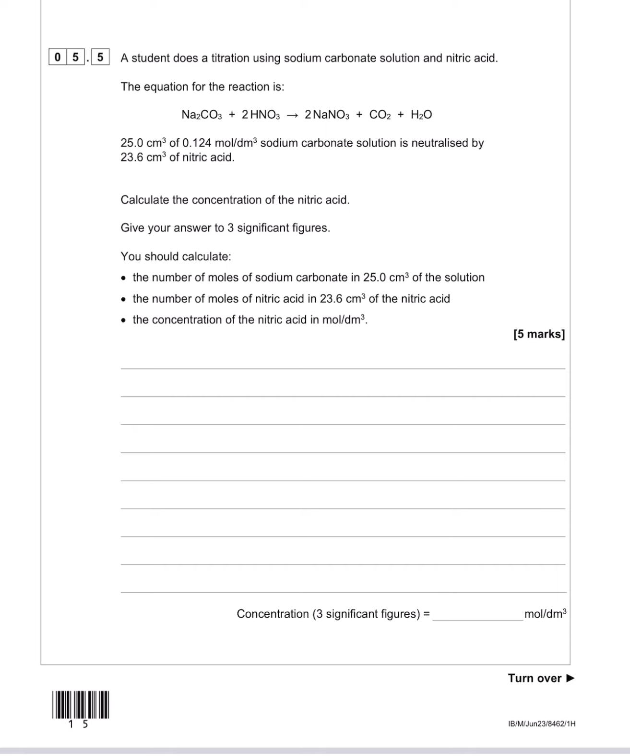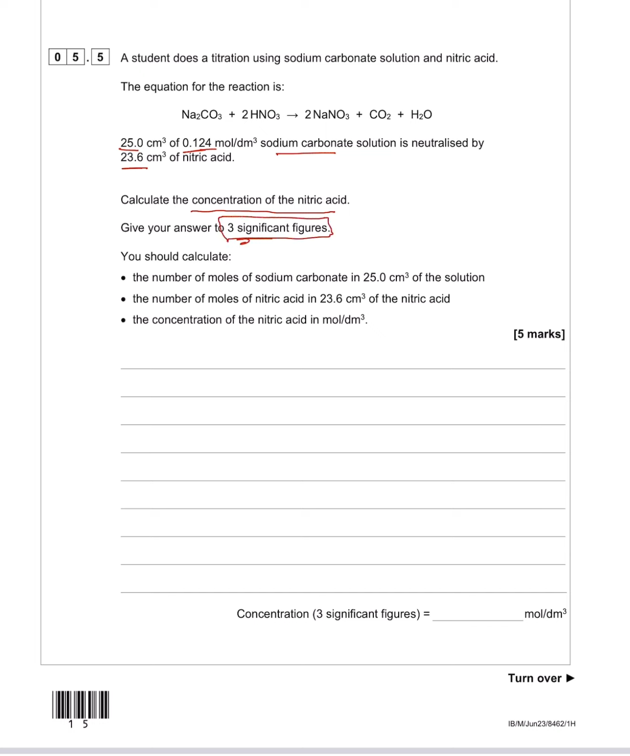So here in this case, they give you the volume and the concentration of sodium carbonate, and they give you the volume of nitric acid, and they ask you to calculate the concentration of nitric acid. You need to pay attention to two things. First one, they ask you to give your answer to 3 significant figures, so that's quite important.